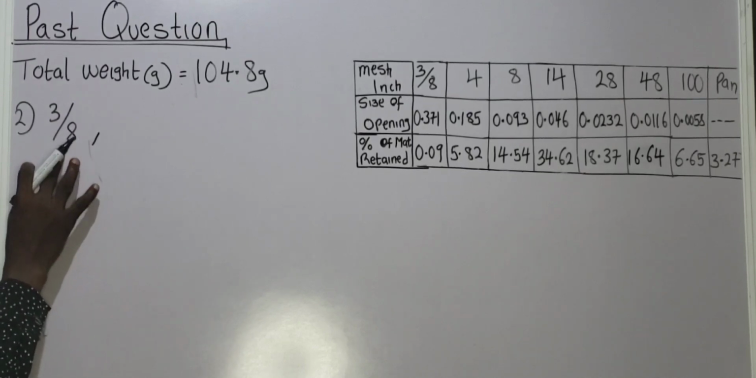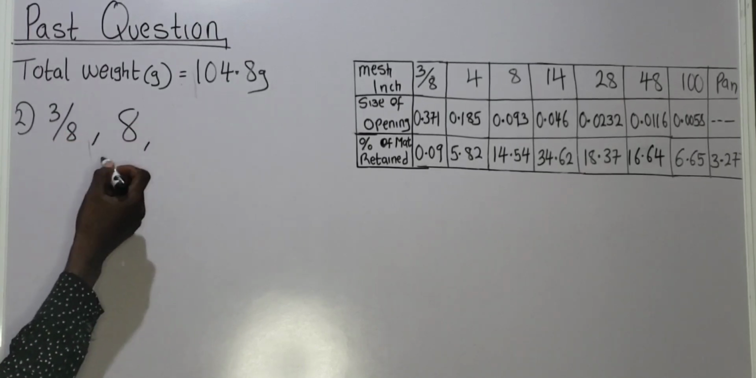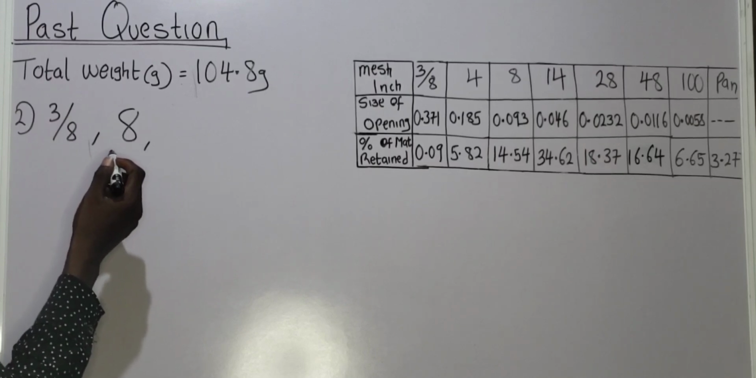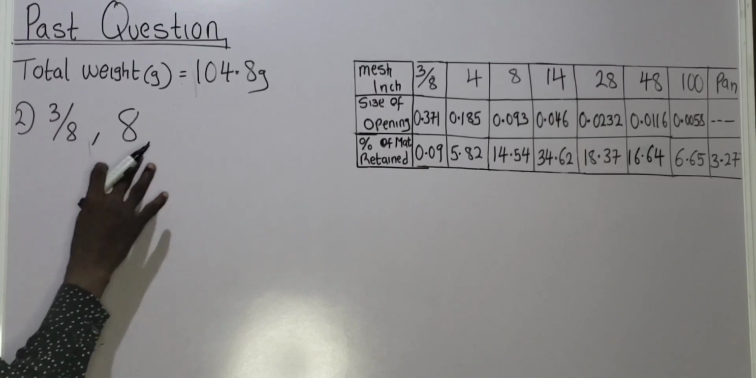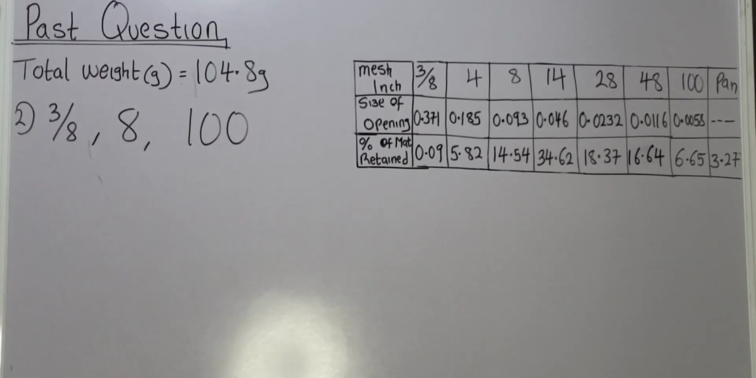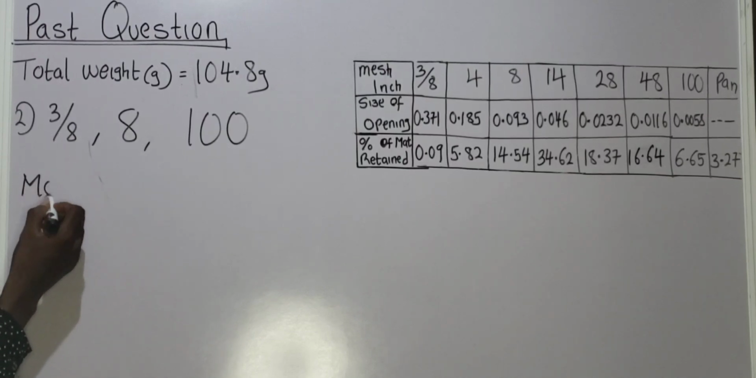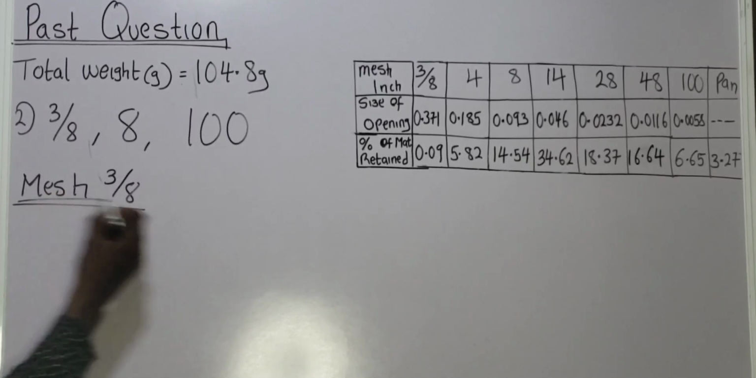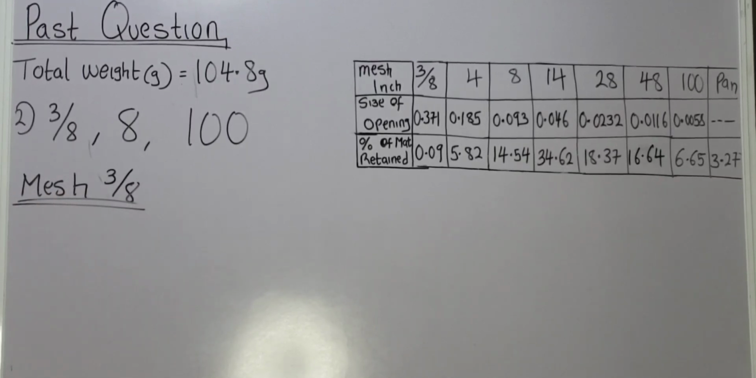Mesh 3/8, mesh 8, and mesh 100. We are told to calculate the percent of material that pass through this mesh. Okay, let's start with the first mesh, which is mesh 3/8. The percent of material that pass through mesh 3/8.